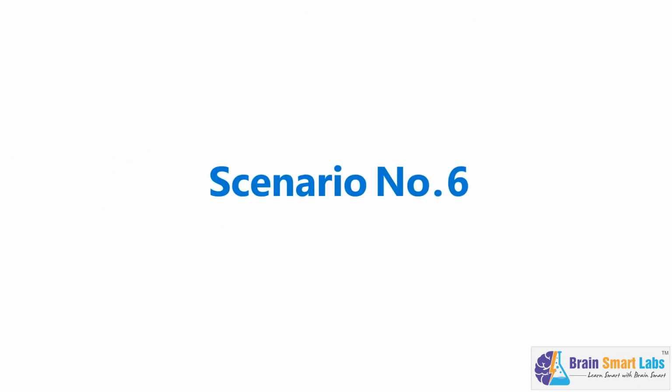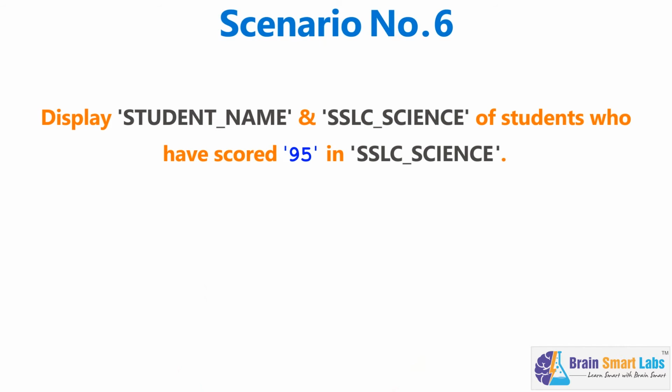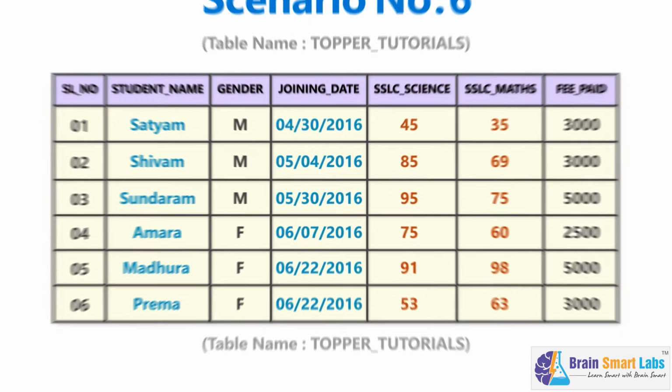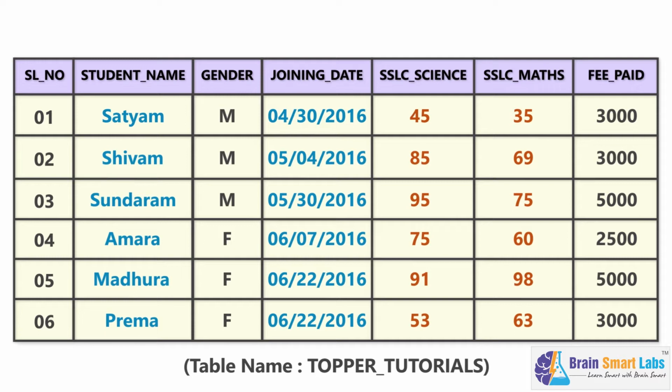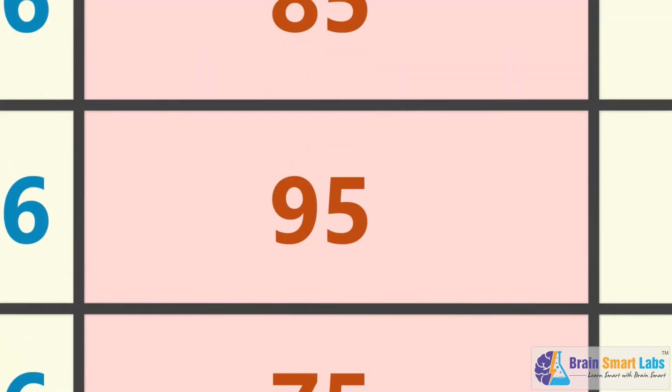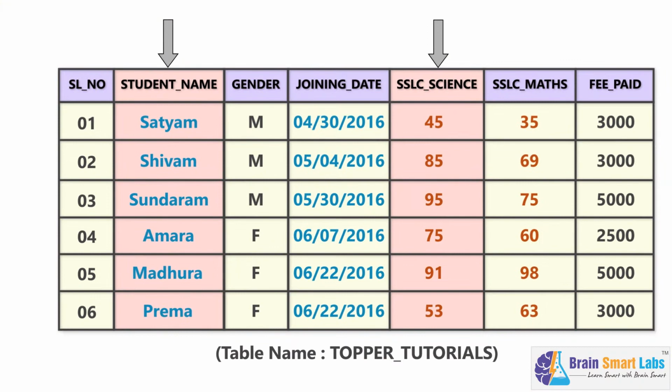Scenario number 6. Display student name and SLC science columns of students who have scored 95 in SLC science. If you closely observe the Topper Tutorials table, they want us to display only 2 columns, that is student name and SLC science. Now if you ask me what all the rows they want us to display, they are asking us only rows that are having SLC science equal to 95. Fortunately, we have only one row that matches the above given criteria, as Sundaram is the only student who has scored 95 in SLC science.